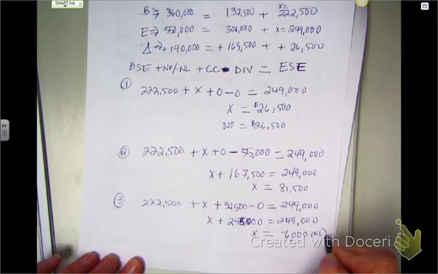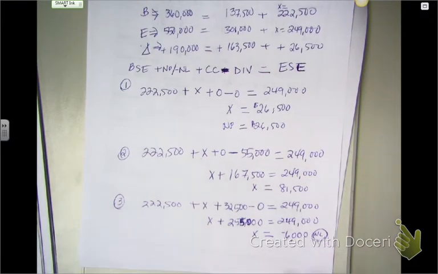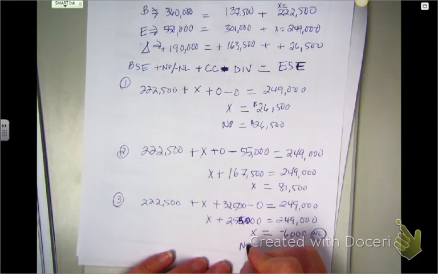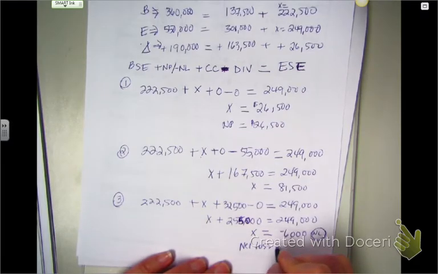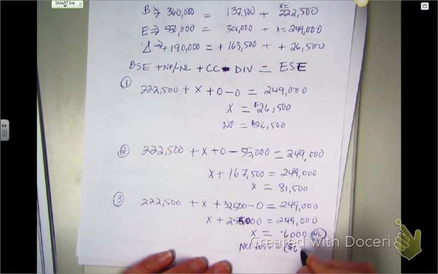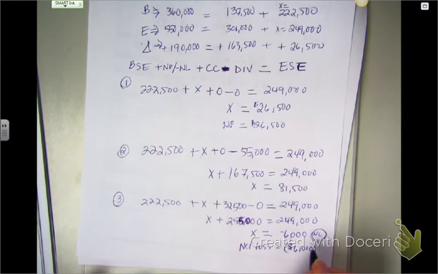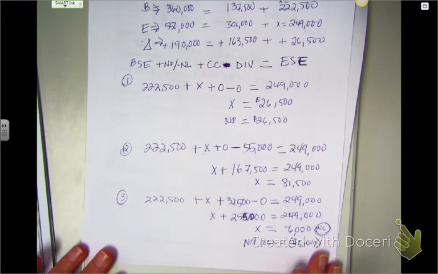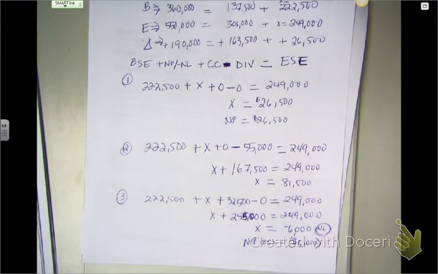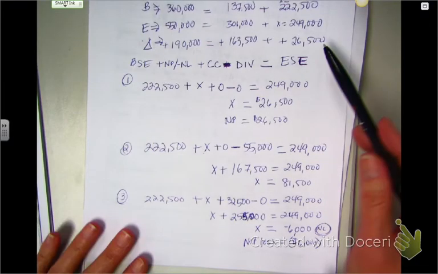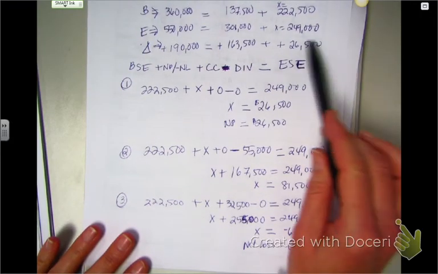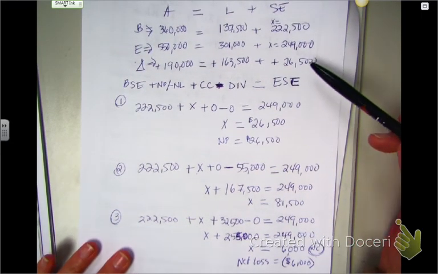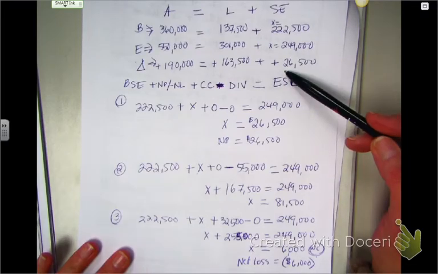So why is this a net loss situation? In this case, we have a net loss of $6,000. Why is this a net loss? The dividends are higher than the... Not dividends. We didn't give any dividends in this scenario. So, again, we're still dealing with the same change in our stockholders' equity of $26,500.